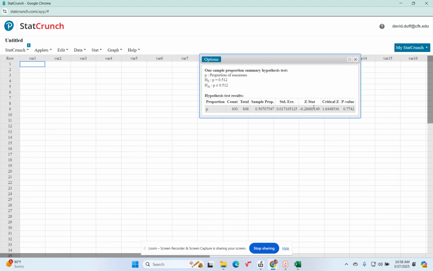I'm writing that down. And then we have a critical Z of 1.64. And remember, that's plus or minus 1.64, since this is a two-tailed test. So we'll say plus or minus 1.64. And a super, super high p-value of 0.7742. If the p is high, the null will fly. In other words, we don't reject the null when we have a p-value that is that big, right? We have a significance level of 0.10 and a p-value of 0.7742.